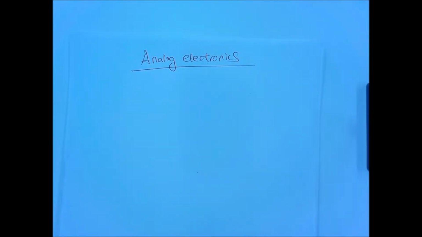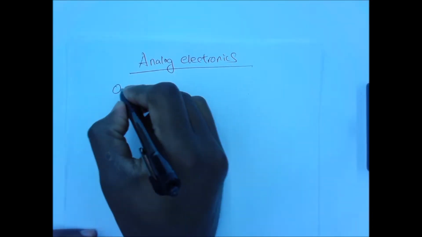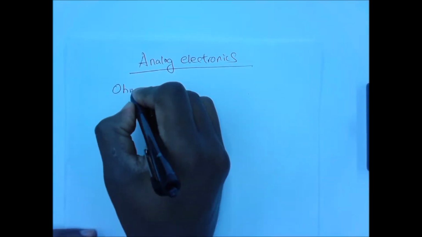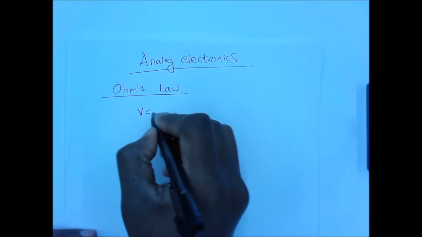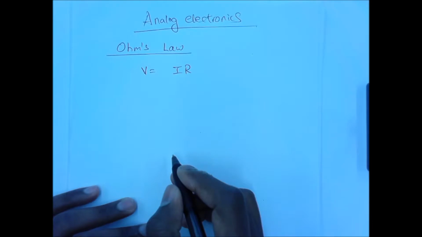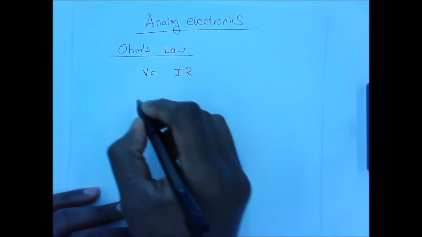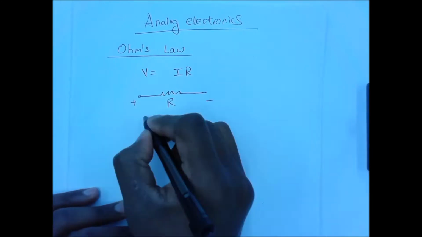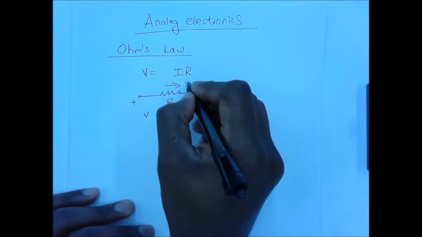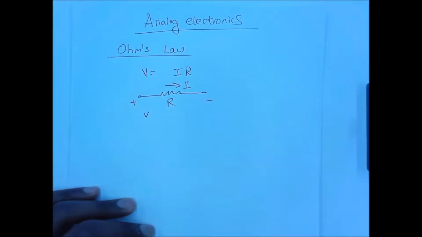Okay. All right. So we started with Ohm's law, V equal to IR, and we said V and I have a directionality. You have a resistance R, plus minus is the voltage drop V, and this direction is current I. Okay, so let's start with a problem which we did in the quiz.